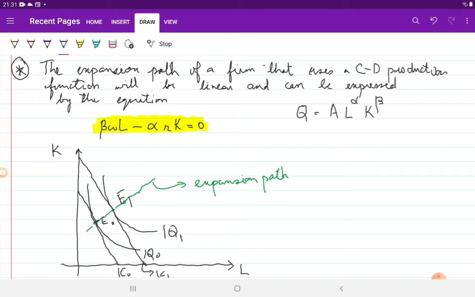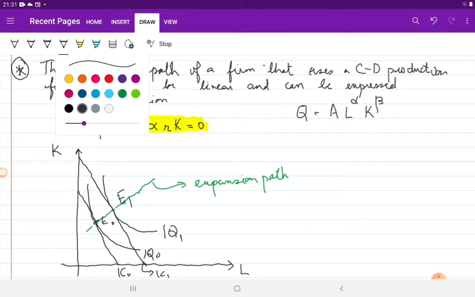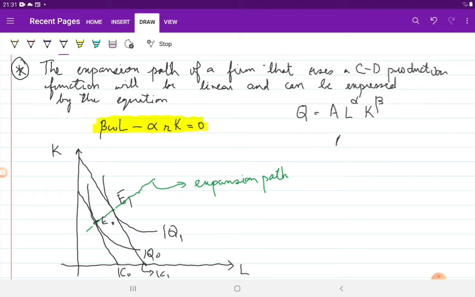Now, as you can see, at each point on the expansion path, there is an equilibrium which is characterized by the equilibrium condition of least cost combination, which is that the slope of the isoquant is equal to the slope of the isocost curve, which is represented by the ratio of the cost of labor to cost of capital, W by R. I can also write this as MPL by MPK is equal to W by R.